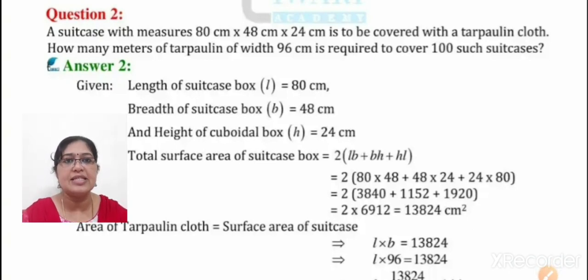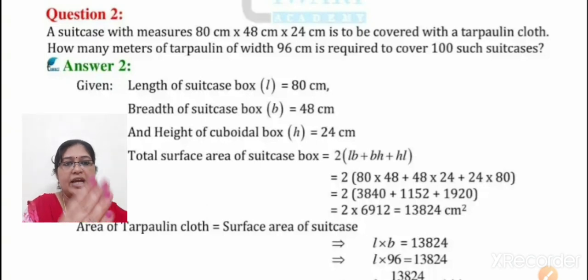A suitcase with measures 80 centimeter into 48 centimeter into 24 centimeter is to be covered with a tarpaulin cloth. How many meters of tarpaulin of width 96 centimeter is required to cover 100 such suitcases? Okay, the suitcase should be covered using the tarpaulin cloth. Length, breadth and height of that suitcase is given.